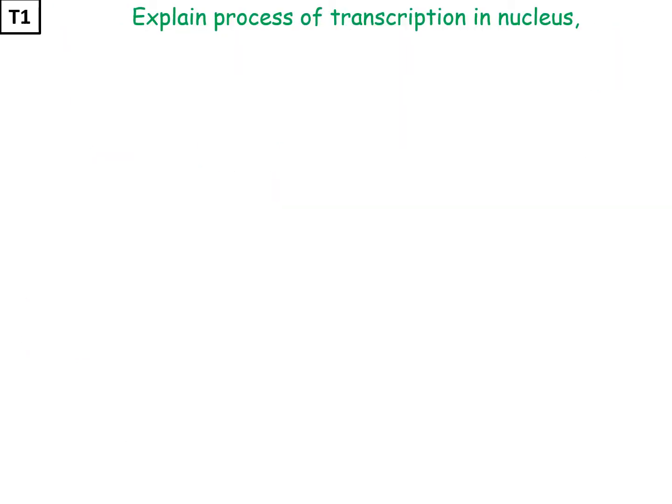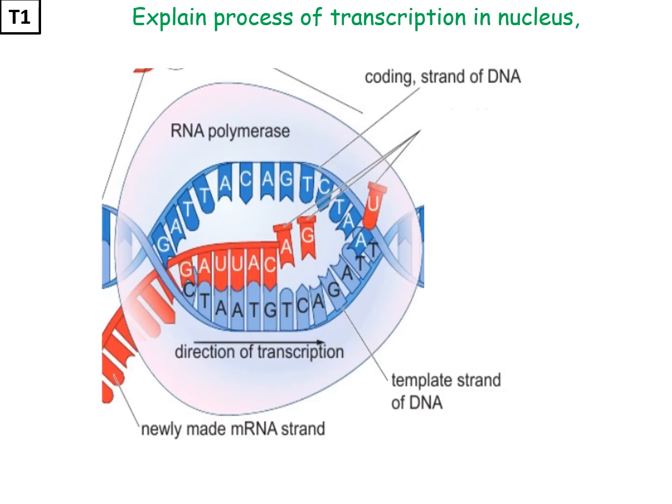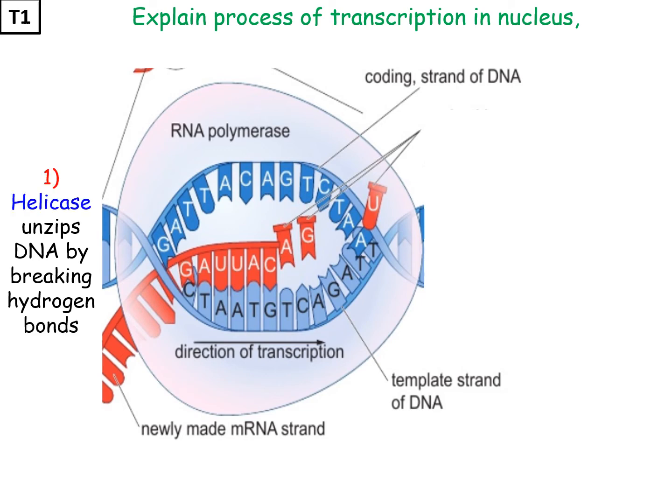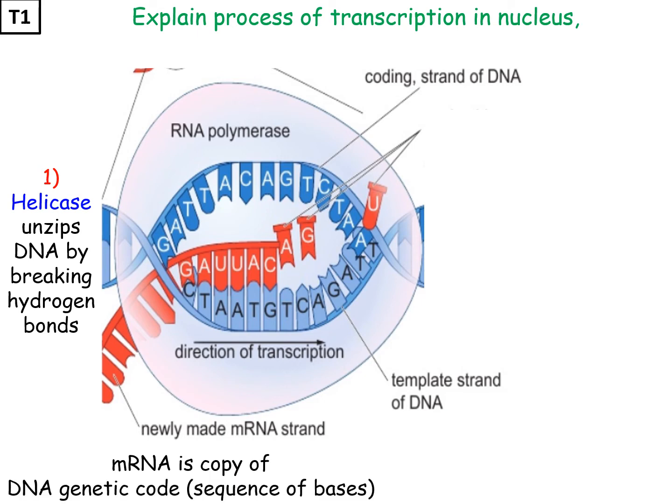Explain the process of transcription in the nucleus. So here we've got our DNA molecule, and first you have to unzip the DNA by breaking the hydrogen bonds, and that's done by an enzyme called helicase. This is to produce mRNA, which is a copy of the DNA genetic code. It's a copy of the sequence of bases, or the base order.